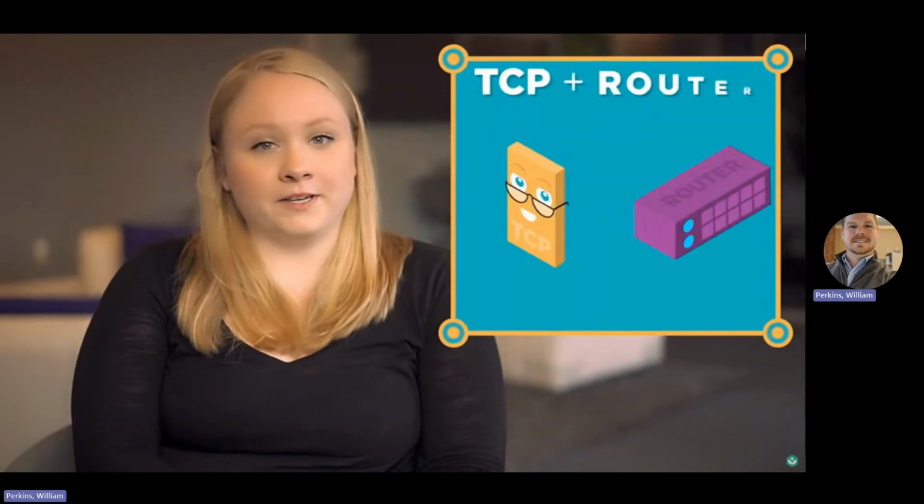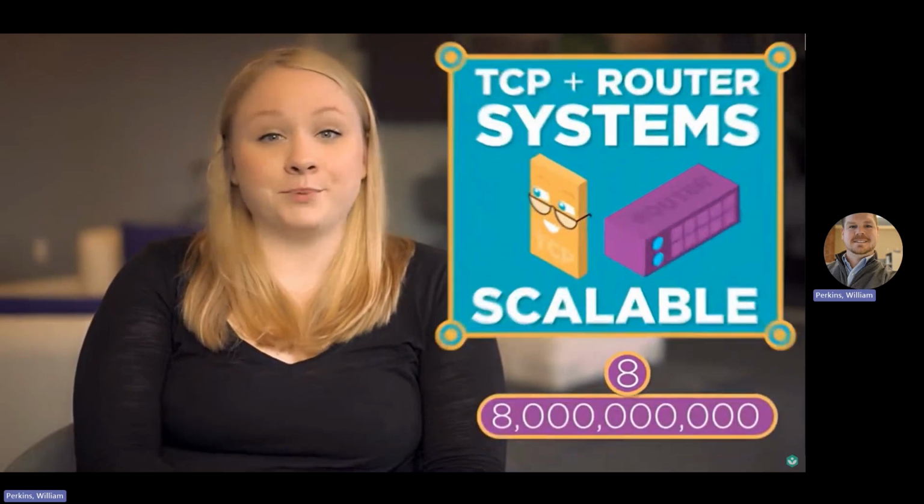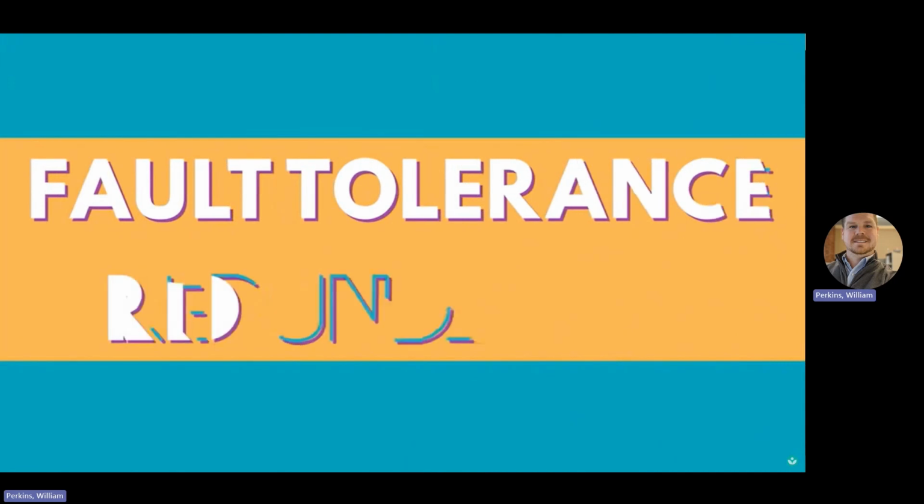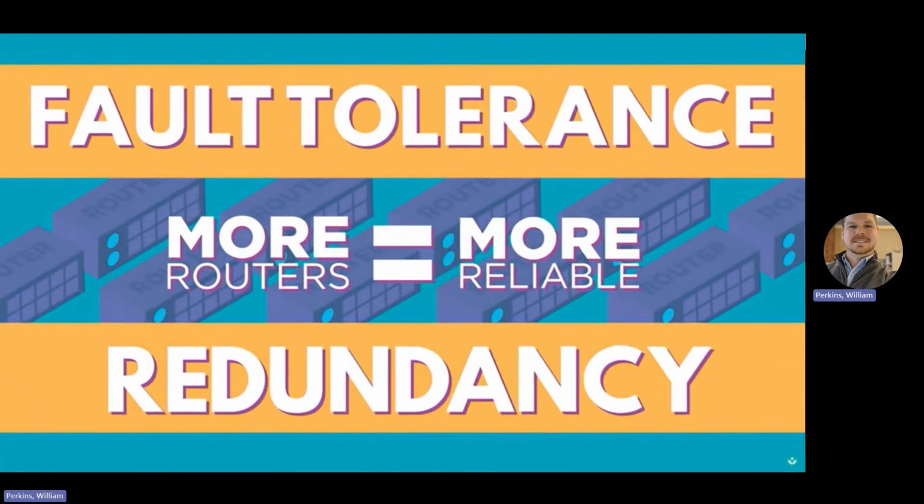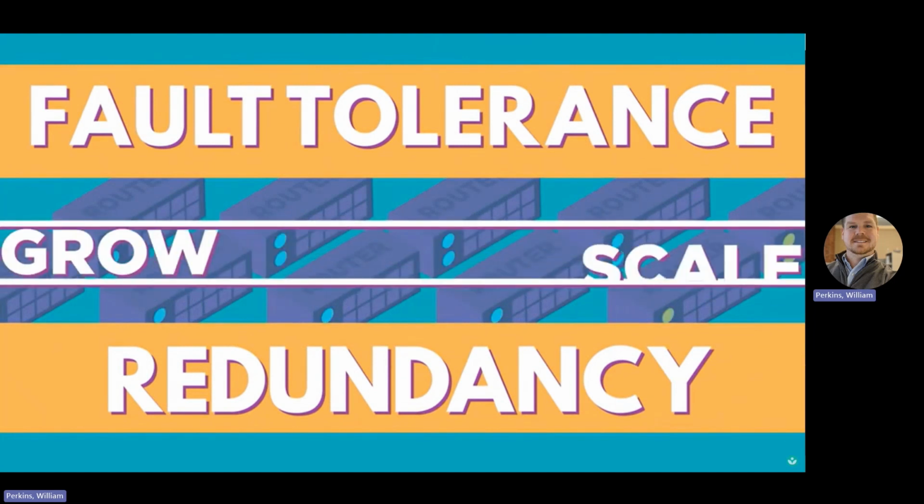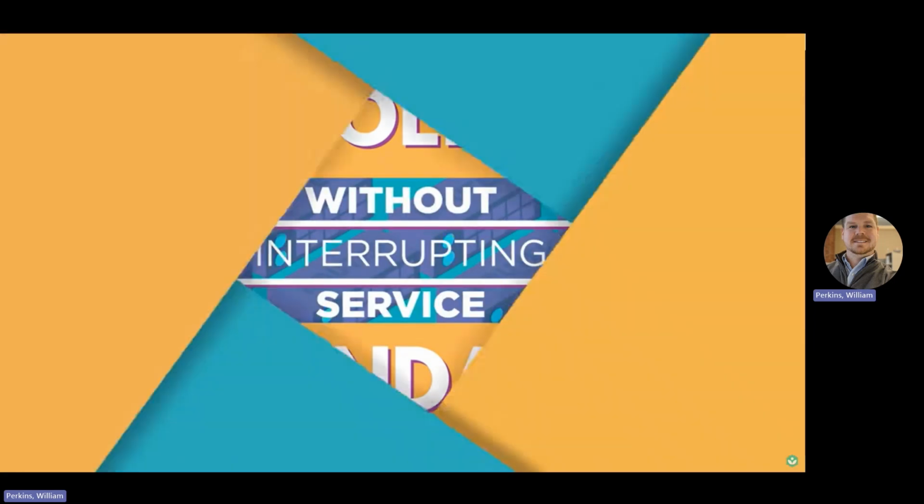What's great about the TCP and router systems is they're scalable. They can work with 8 devices or 8 billion devices. In fact, because of these principles of fault tolerance and redundancy, the more routers we add, the more reliable the internet becomes. What's also great is we can grow and scale the internet without interrupting service for anybody using it.